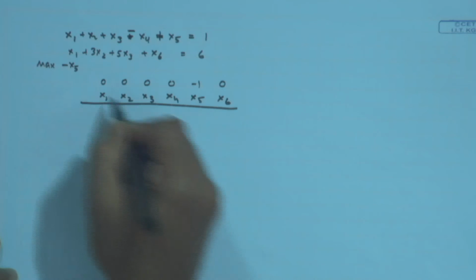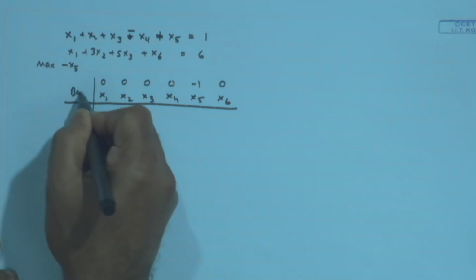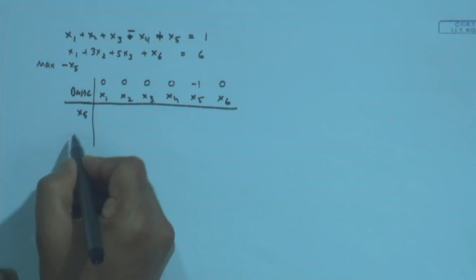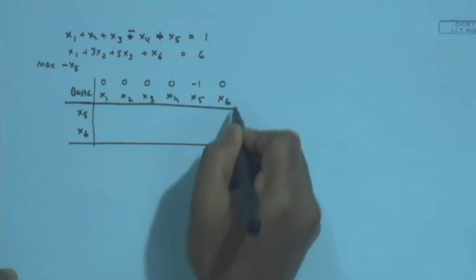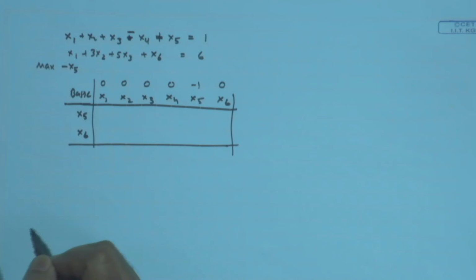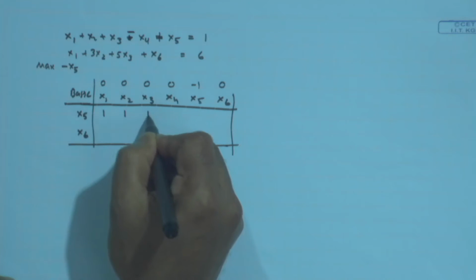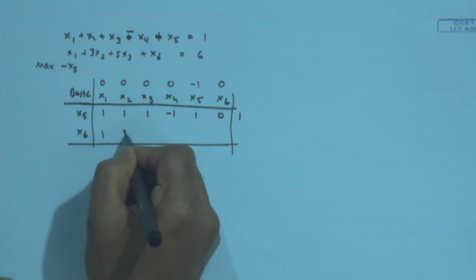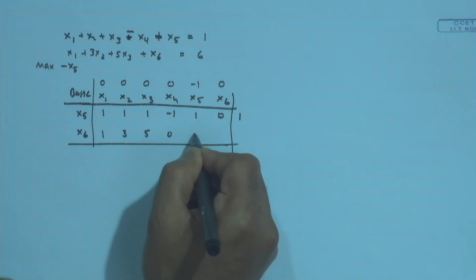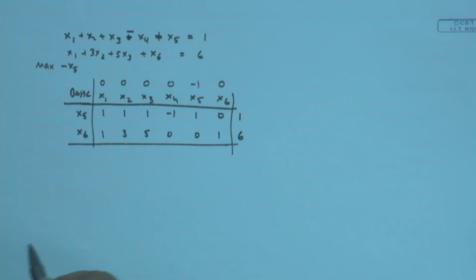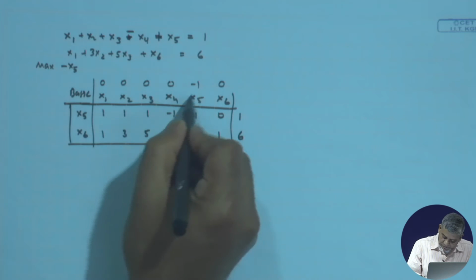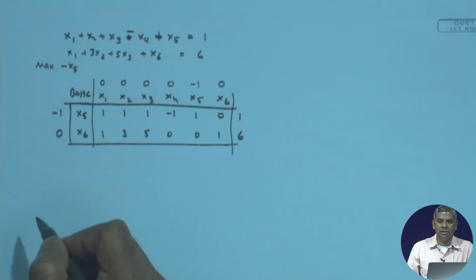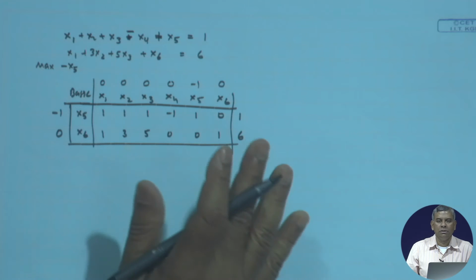Now let's write the basic variables here. As we discussed, for the first constraint we get x5, for the second constraint we get x6. All right. Now let's write the constraints. First one is 1, 1, 1, minus 1, 1, 0, 1. Second one is 1, 3, 5, 0, 0, 1, 6. Here the coefficient of x5 is 1 and the coefficient of x6 is 0. Everybody has written that and understood?